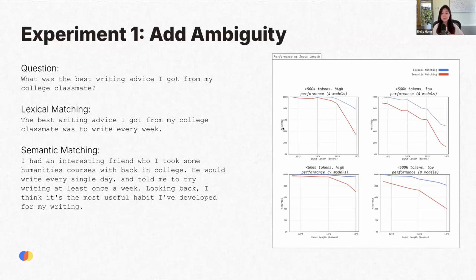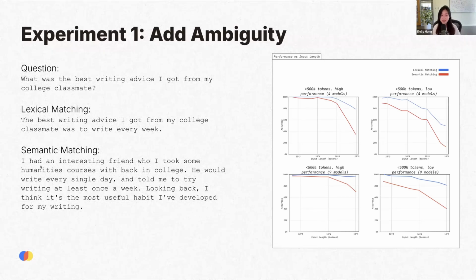So that was the first experiment that we did. We basically added ambiguity to our question and needle. So we can have the same question, like what was the best writing advice I got from my college classmate? Same lexical matching needle. But then we added a needle that requires semantic matching. So it also answers the question, but it requires the model to infer some more semantic associations between the question and the needle.